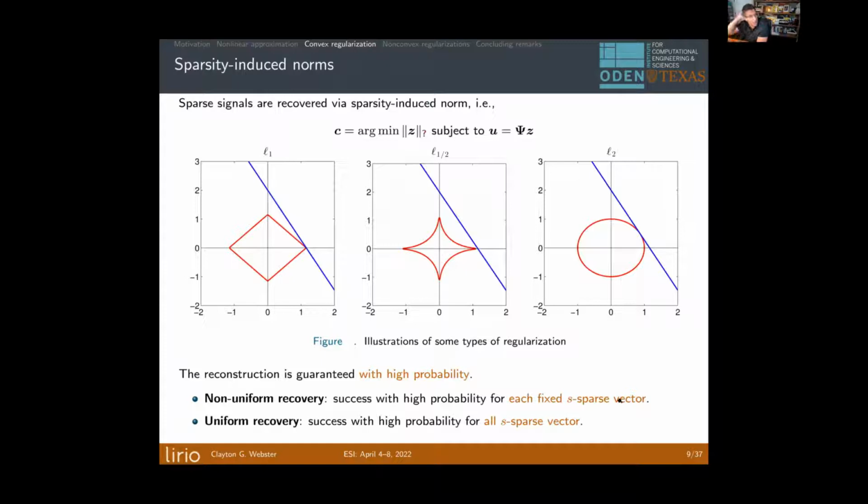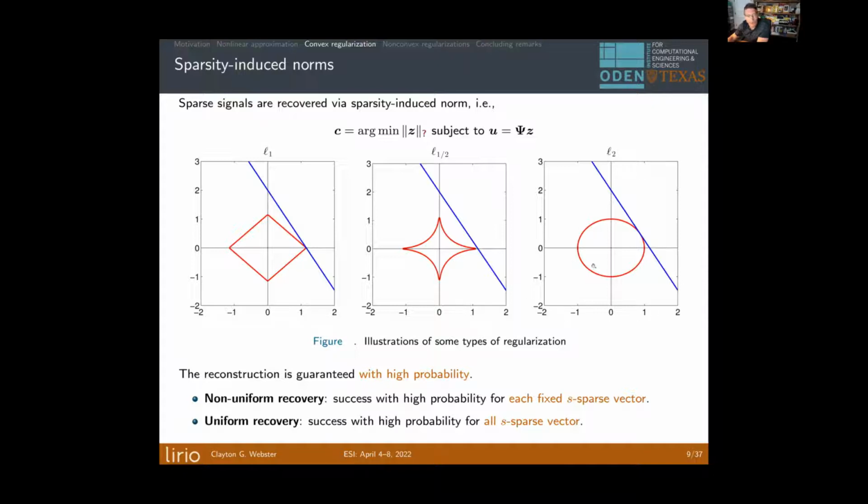Okay. And then again, there are various sparsity-induced norms that people have looked at. Of course, we'd like to use an L0 minimization, but this is an NP-hard problem. So then people have looked at, say, non-convex regularization, say of the type L1 half. Of course, this is again a very complex type of problem to solve. If we have time, we'll talk about this.